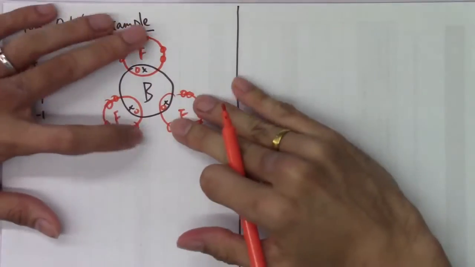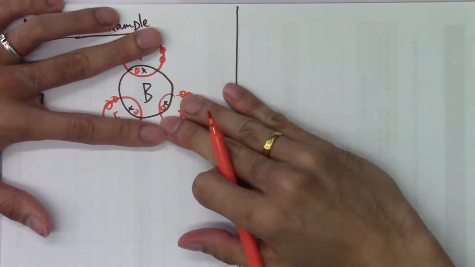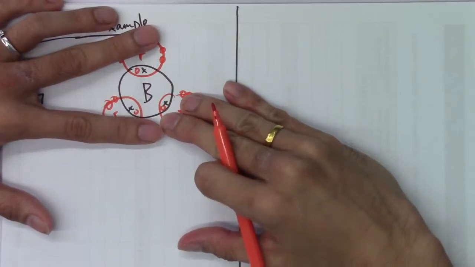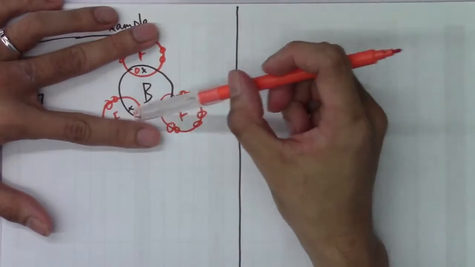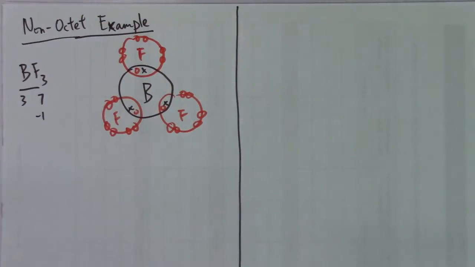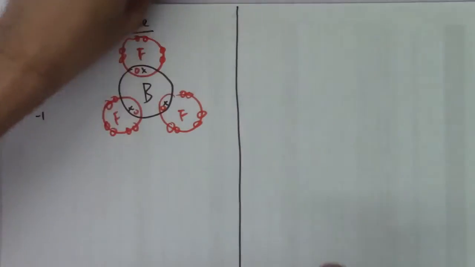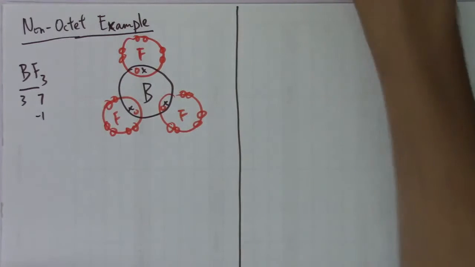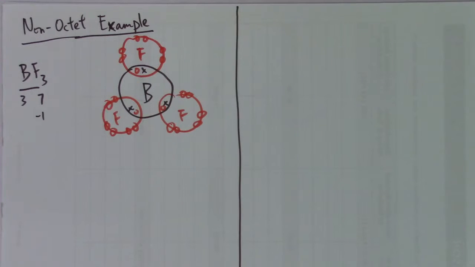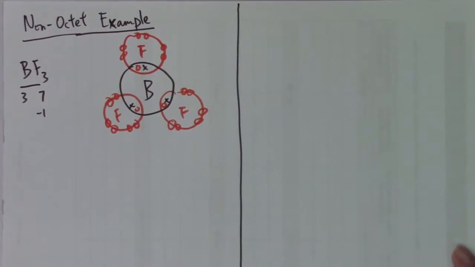So you notice when we count the number of electrons in boron, there will be only 1, 2, 3, 4, 5, 6 electrons. So in this case, it does not reach the octet structure, but this BF3 compound is still relatively stable. So this one is an interesting example.